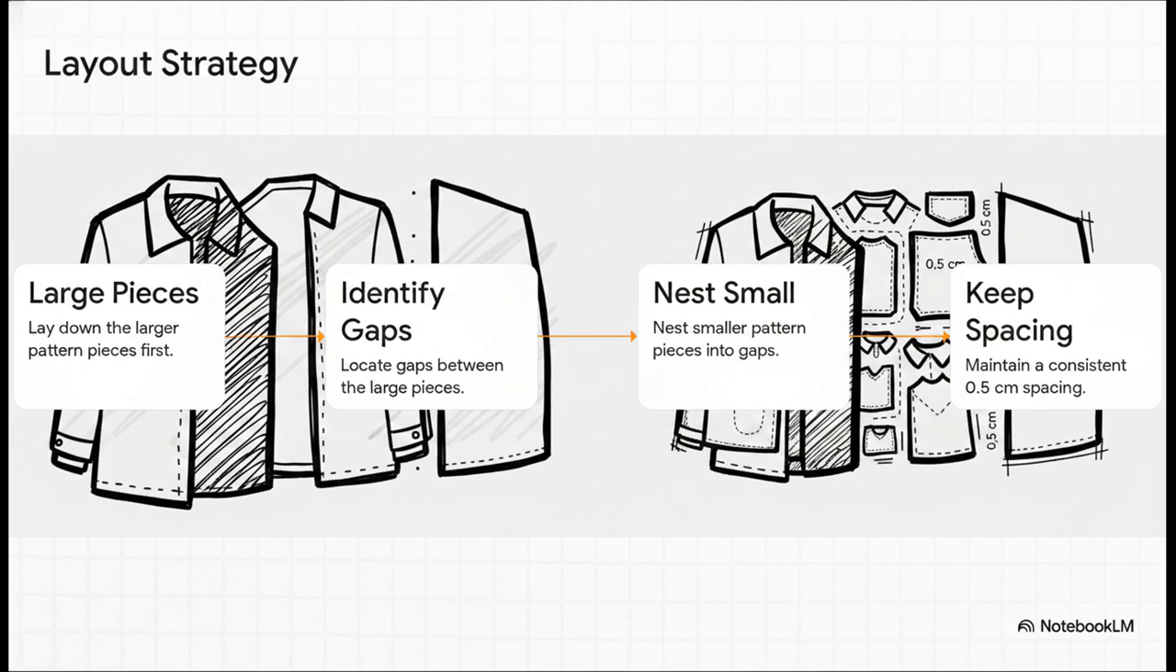Step 3. This is where the magic happens. You aggressively nest your smaller pattern pieces right into those resulting gaps. It's like interlocking the curved shape of a sleeve cap perfectly into the curved cutout of an armhole. Beautiful, right? And step 4. Through it all, make sure you maintain a consistent 0.5 centimeter spacing between pieces.